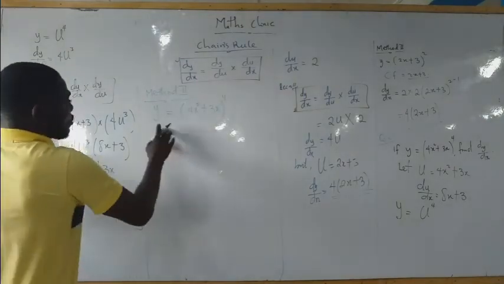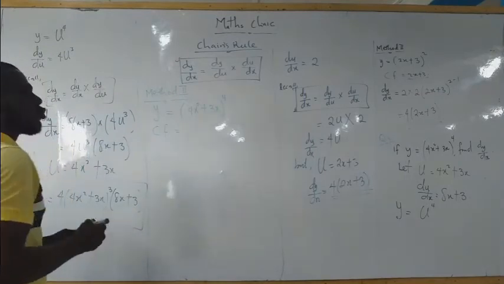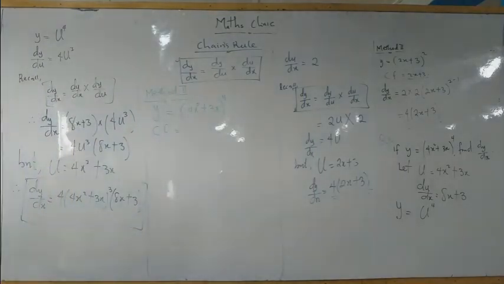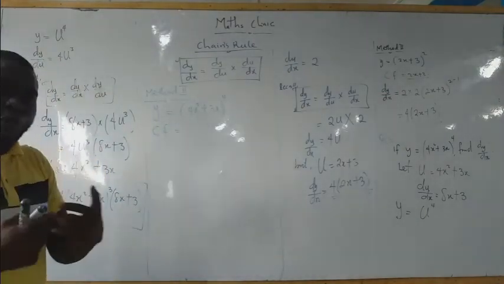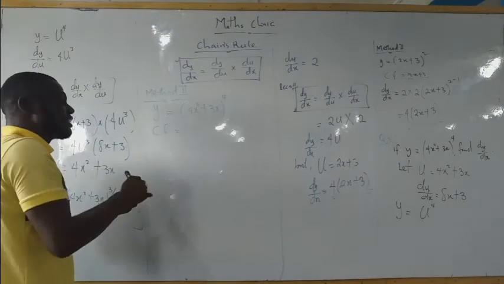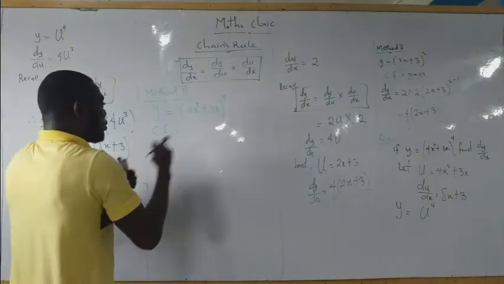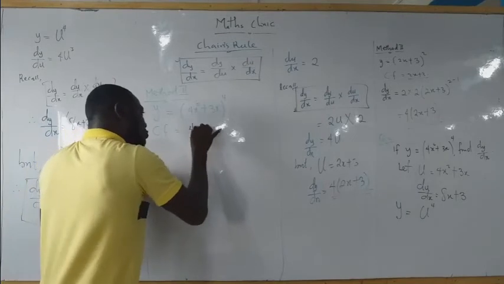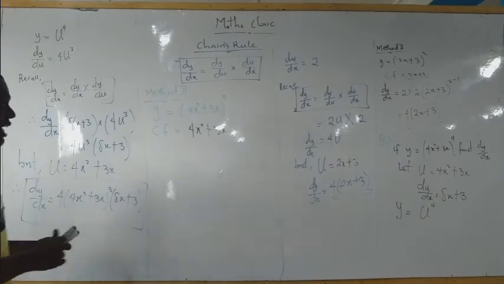Okay? Let's look at this. First of all, you need to get what we call the core function. You need to know what the core function is. Don't forget that I said the core function is what we have in the bracket. So anything that you have in the bracket is what we call the core function. So what's the core function? The core function is 4x squared plus 3x.